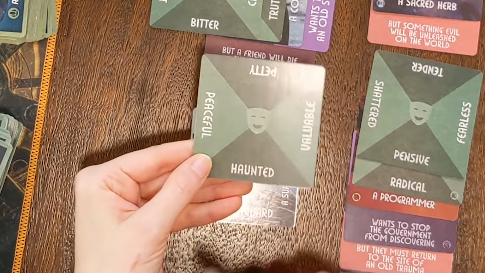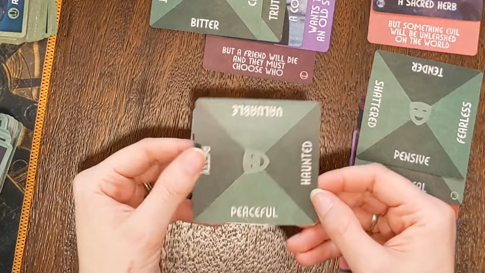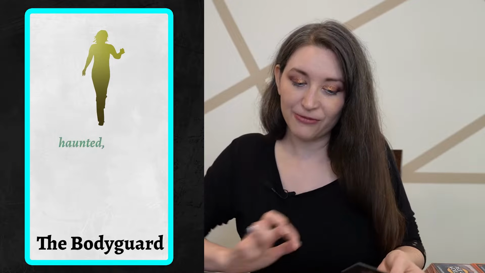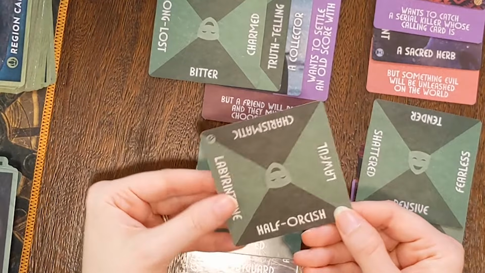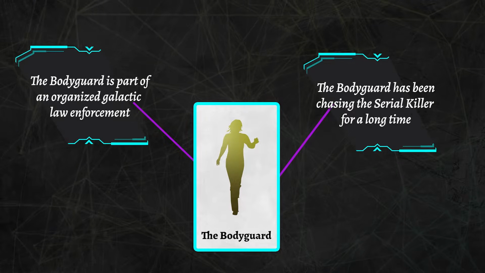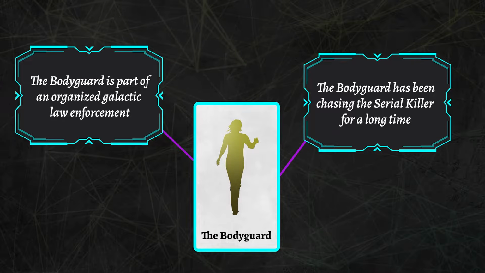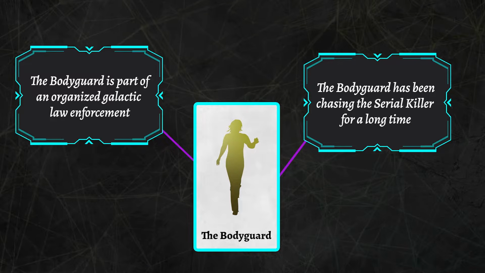Maybe it's cliche. You have haunted, valuable, petty, or peaceful. Haunted certainly fits with the theme. You know, she's seen a lot during her years as a bodyguard. Try another one. We have lawful, charismatic, labyrinthine, or half orcish. I mean, a lawful bodyguard would kind of make sense. You know, actually, this bodyguard isn't just a bodyguard. Maybe she is part of an intergalactic police force, or maybe she's a mercenary. Maybe she has been chasing this serial killer for a long time.